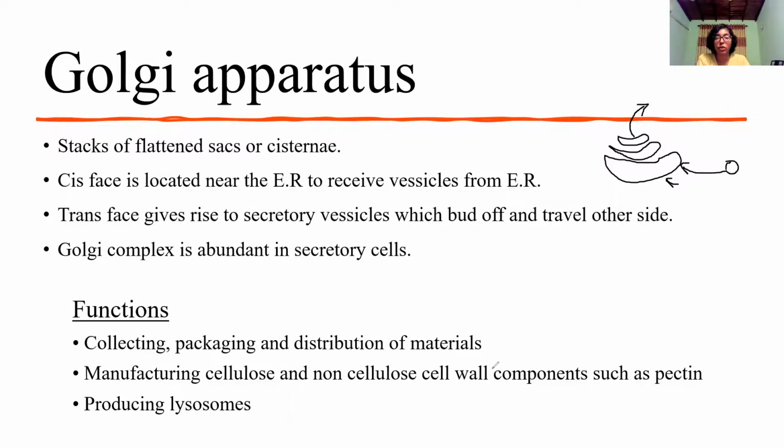They also manufacture cellulose and non-cellulose cell wall components such as pectin. This is actually a function in plant cells. And they also produce lysosomes. One of these vesicles is known as a lysosome because it contains digestive enzymes.